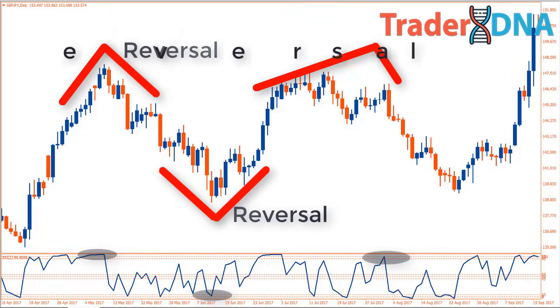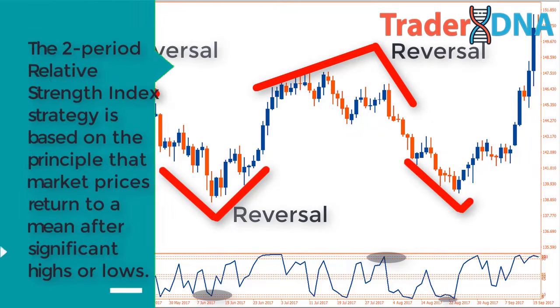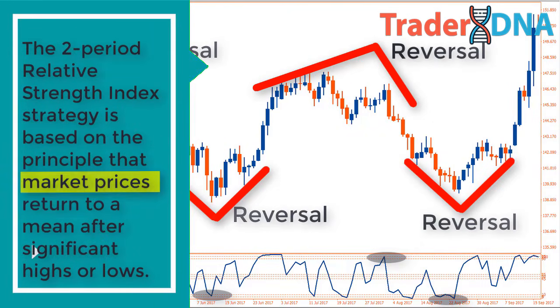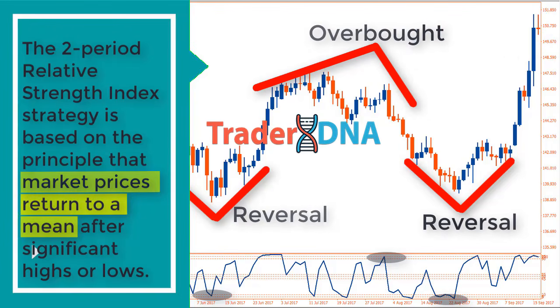The 2-period RSI developed by Larry Connors is a mean reversion strategy which provides a short-term buy-sell signal. The 2-period relative strength index strategy is based on the principle that market prices return to a mean after significant highs or lows. The strategy, however, does not attempt to identify major tops or bottoms.